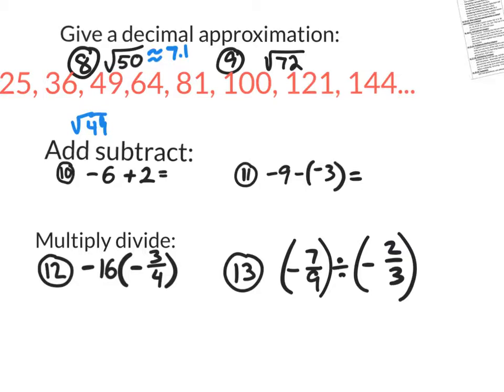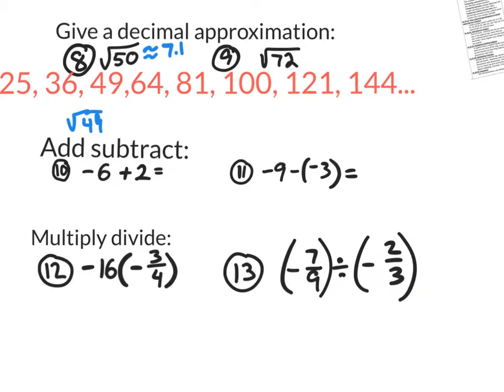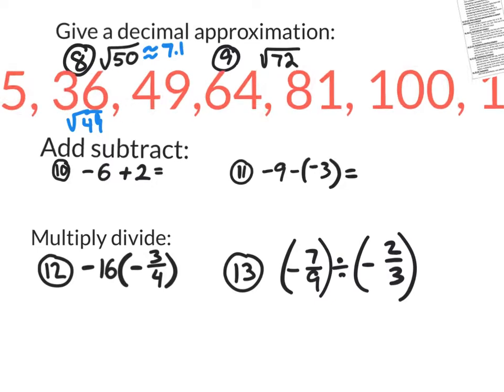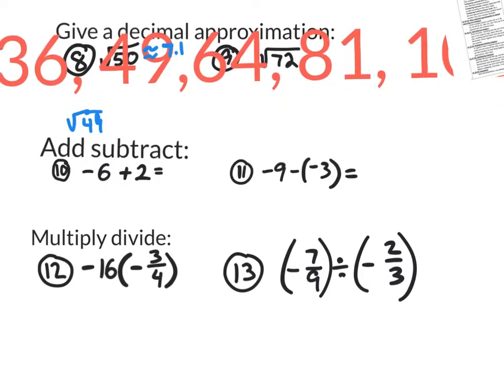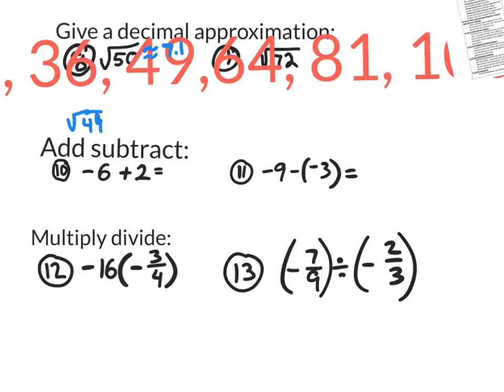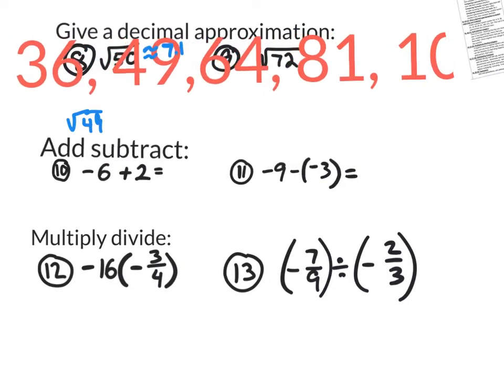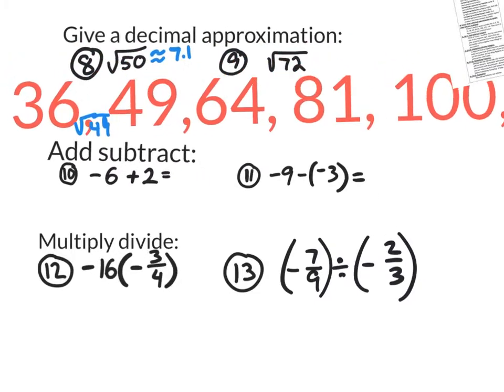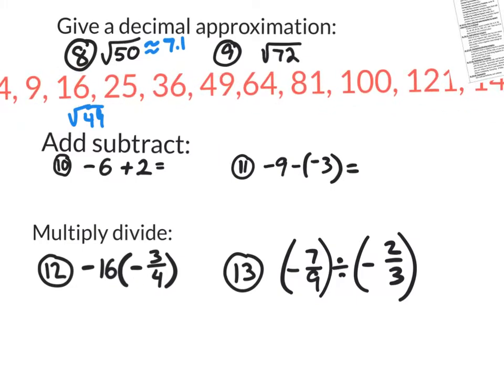Now, where would the square root of 72 land? It's definitely between 64 and 81. It's right here, between 64 and 81. Now, is 72 really close to 64? Is it really close to 81? No, it's pretty much between 64 and 81. So I need to think, what is the square root of 64? It's 8. What's the square root of 81? It's 9. So my square root of 72 is going to be pretty much perfectly in between 8 and 9. So that would be 8.5.